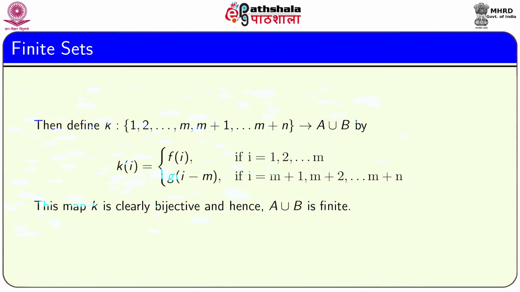Of course, they are bijections, and we define a bijection, rather we define a function k from the set {1 to m} together with the set {m+1 to m+n} to the set A union B by k(i) is equal to f(i) if i is equal to 1 to m, and k(i) is equal to g(i minus m) if i is m+1 to m+n. This map k is clearly bijective, and hence A union B is finite.